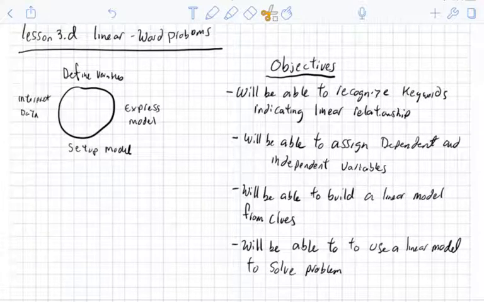All right. Welcome to the next one. Linear word problems. Essentially, we're going to take the skills that we've been using and apply them to word problems. This is actually a really fun application because there's a bunch of different situations where we use linear models to describe and predict things. So yeah, we're going to do it, and it's fun.